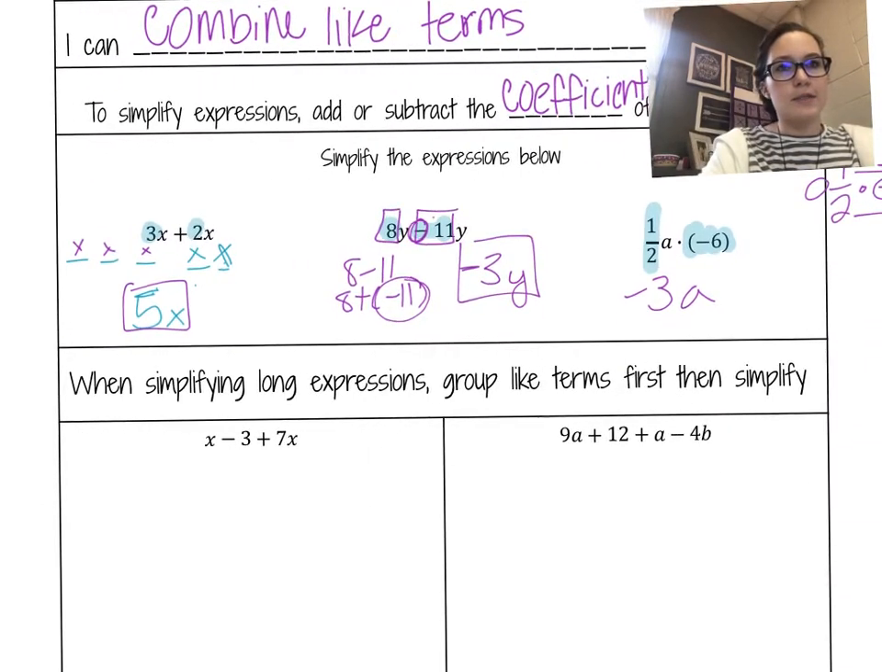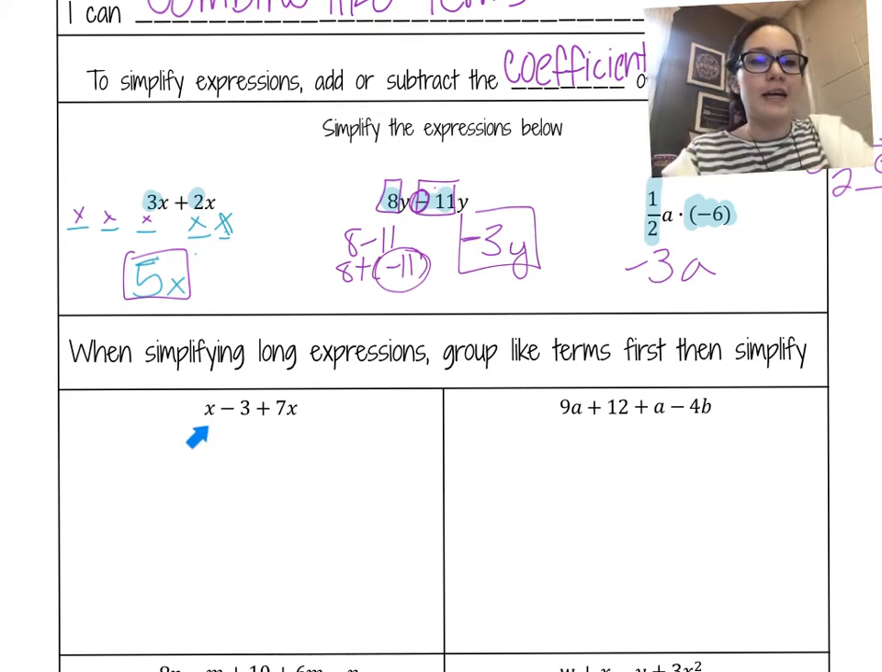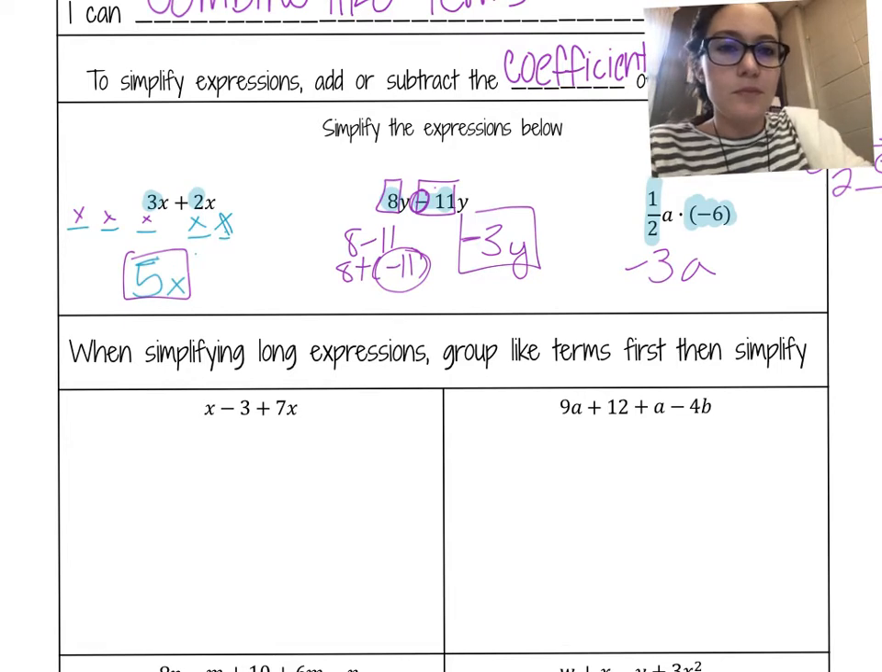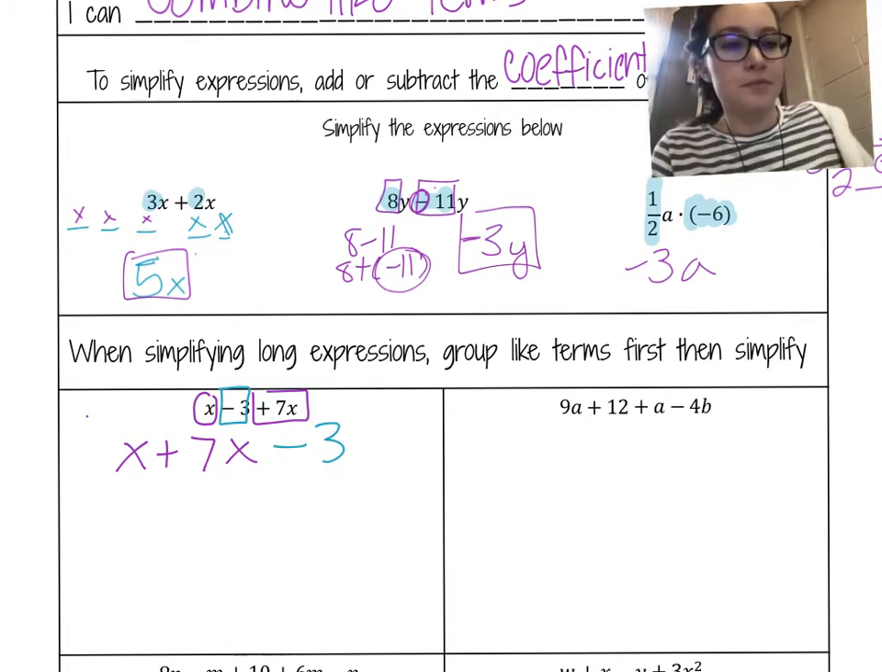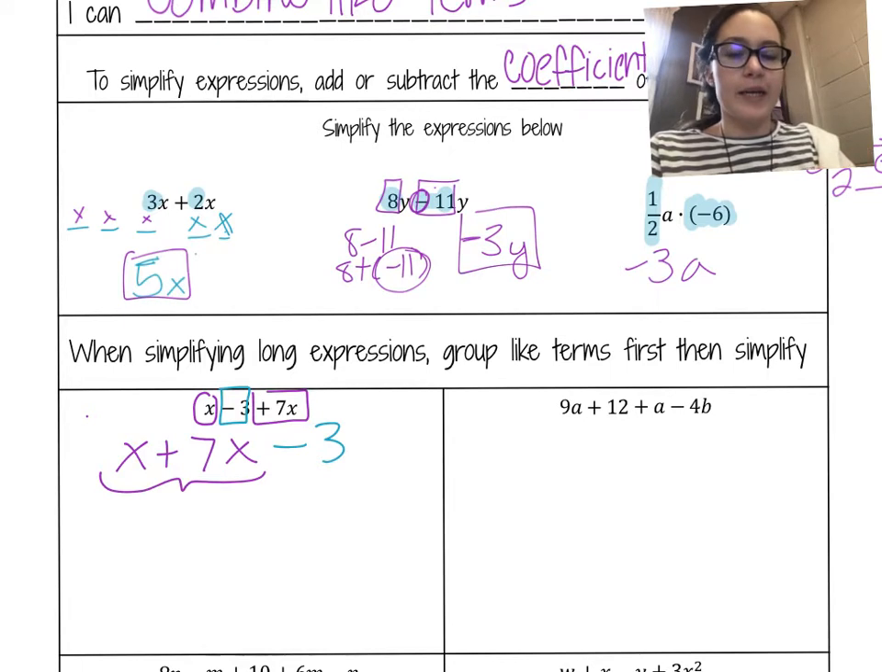So sometimes it might be helpful to group them first, right? Like down here I have x minus 3 plus 7x. Those are kind of separated. So if I group them, it might be a little bit easier. Okay, so we have x and then plus a 7x, then a minus 3. And remember that constants, so when we're just adding or subtracting just a number without a variable, that will be like terms with other constants. Okay? So now, these both have an x, so I can add them.